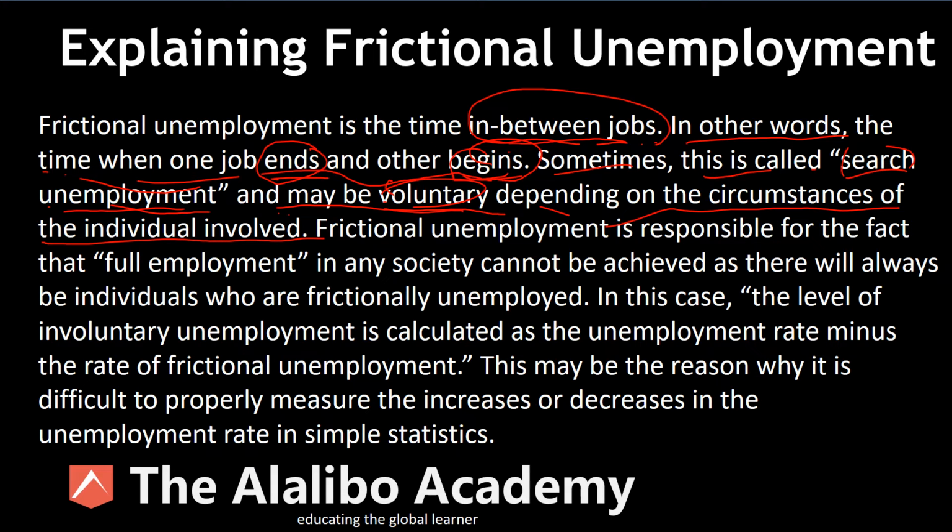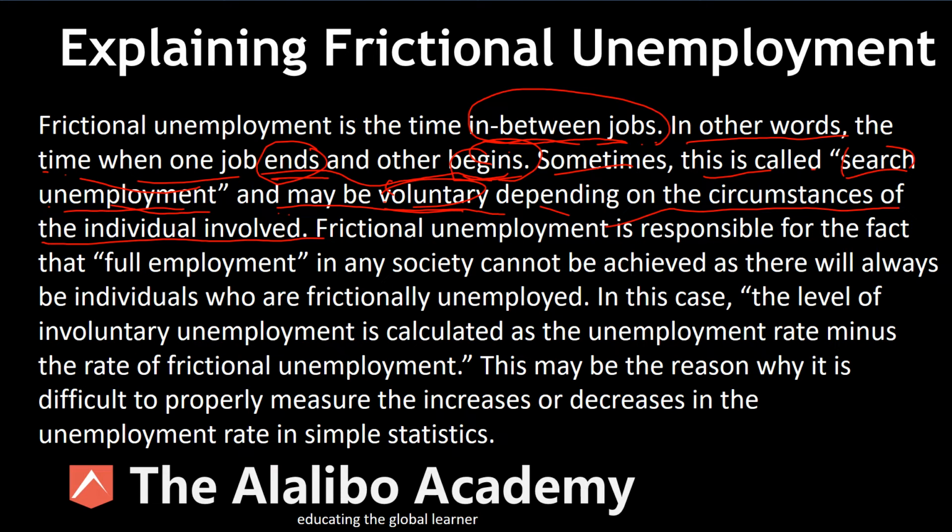Well, some people don't want the break, right? They end one job on February 1st. They begin another job on February the 2nd, right? So there is no frictional unemployment there. But again, it's voluntary when you end one job on February 1st and you elect to start the other job on March 1st, right? And again, the time in between is when you are frictionally unemployed. And that sometimes is voluntary.